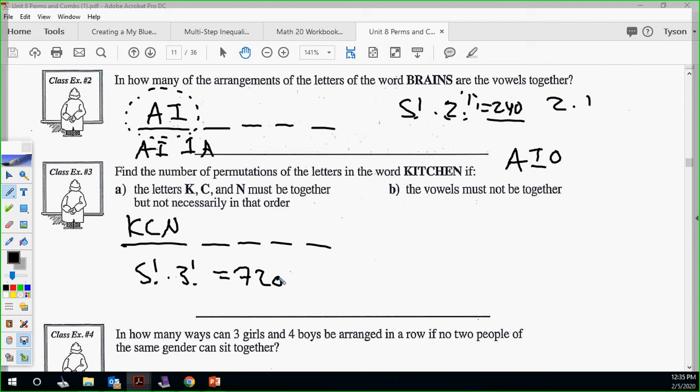Vowels must not be together. Can you think of a strategy for that? So when it says "not" together, guys, we're going to do the number of total ways. So there's a total number of ways that you can shuffle 7 letters. Okay? Then you subtract. What could we find? When they are together, exactly. So we'll do total minus when they are together.